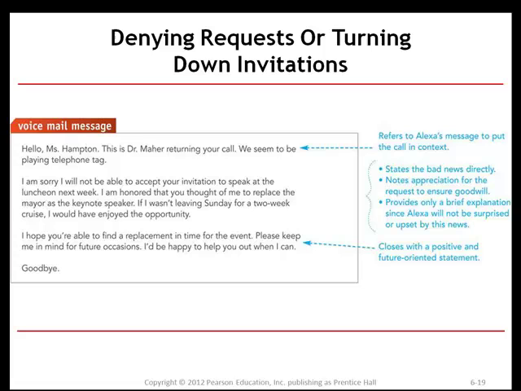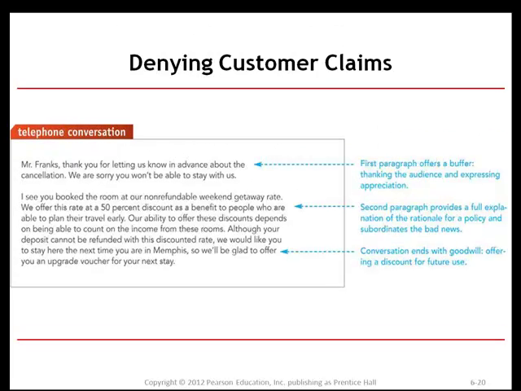When you cannot, or you're not willing to, grant a request or accept an invitation, you need to find a tactful, professional way to say no, while at the same time not making your audience feel guilty just for asking. When denying a customer complaint, maintaining goodwill is important because you want to maintain that customer's future business as well as the business of their colleagues and acquaintances.